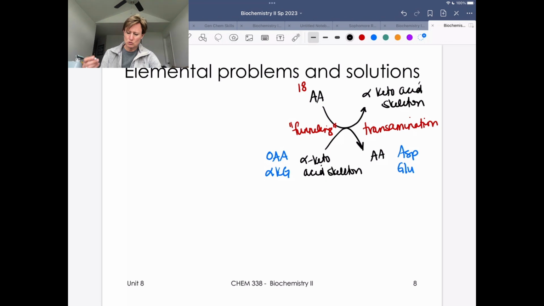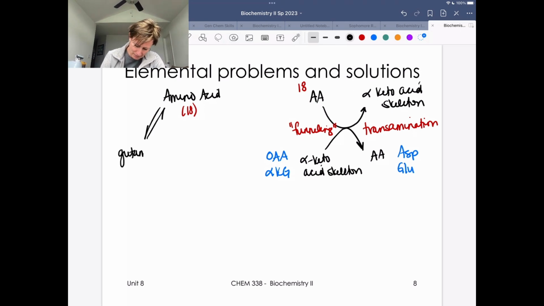Just drawn in another way, we're going to have any given amino acid. So it's the same thing that I just talked about, and we're going to draw it in a different way. This is any of those 18 amino acids, and they can either become glutamate, or they can become aspartate.